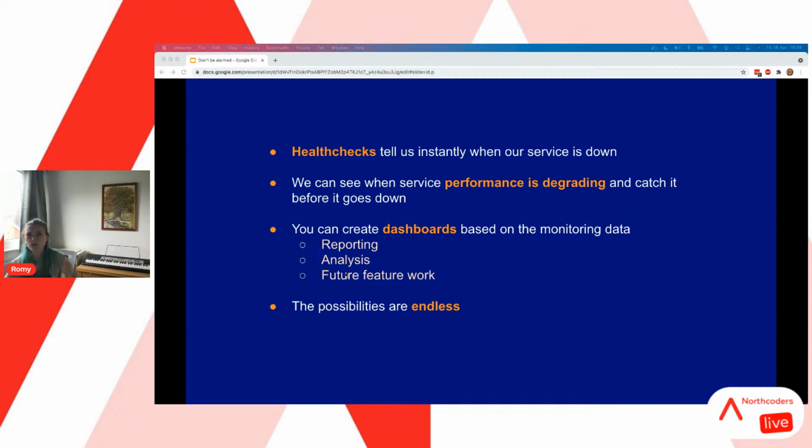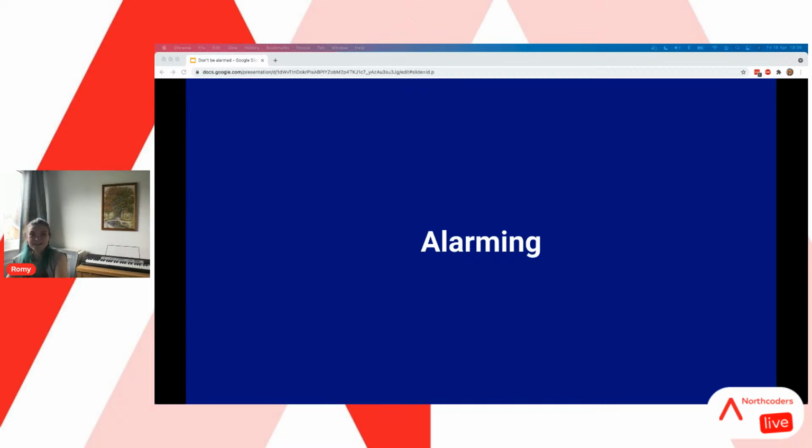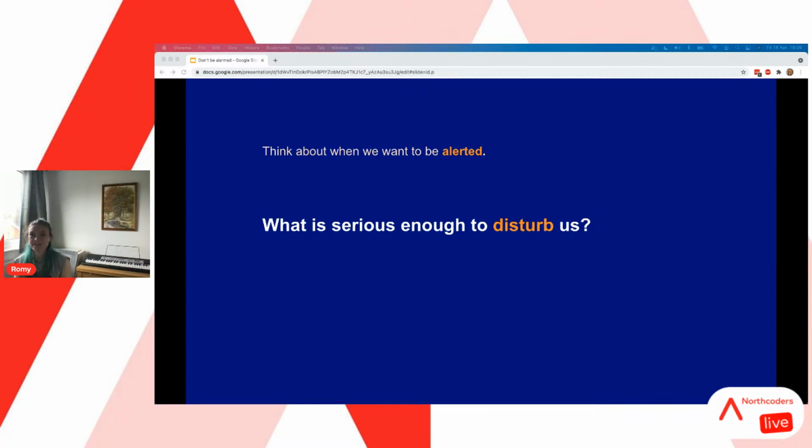So it allows us to put more feature work and technical debt improvements into our sprints and makes us more aware of it. So the possibilities are endless. So, alarming. Now we're monitoring our service, we can set thresholds to instantly notify us when things are going badly. So we need to think about what we want to be alerted on. What is serious enough to disturb us? We don't want to get pinged every 5 minutes for something that isn't serious.